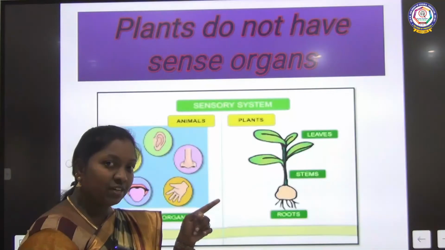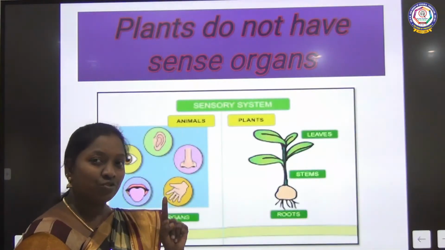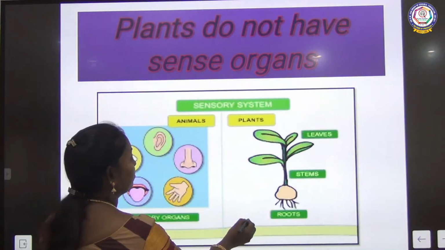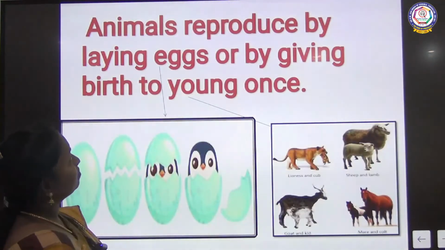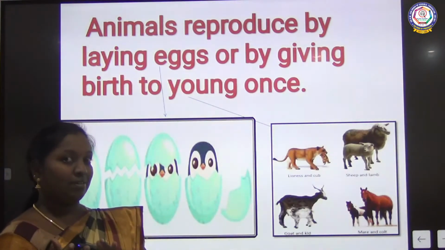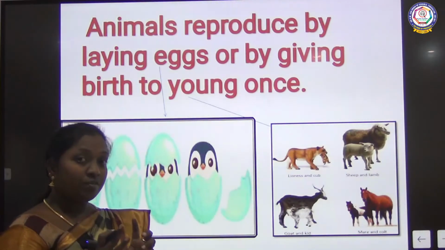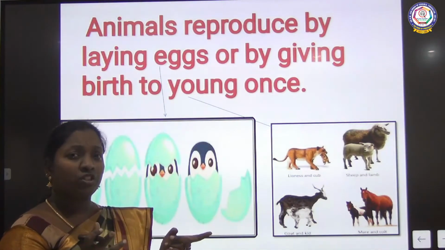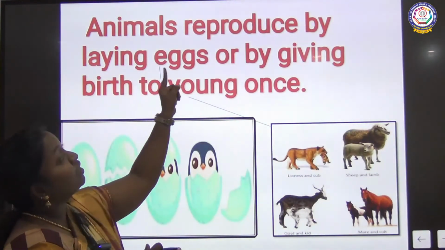Now what is the difference we learned? Animals have sense organs, plants do not have sense organs. Next, a feature of animals and plants. Afterwards you have to find out what the similarity between animals and plants is, or in which way both are different. Okay, animals reproduce.